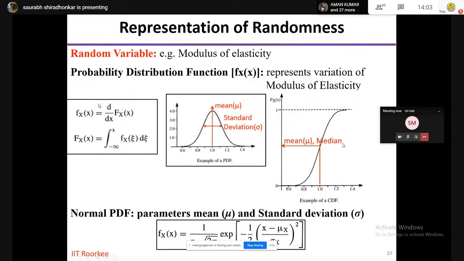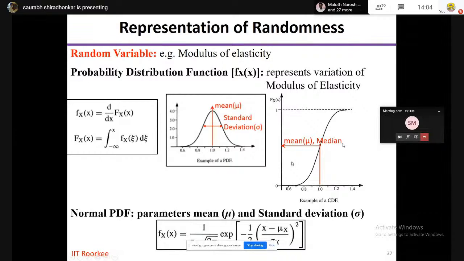Now, this is the formulation. The function here is the density function, and here it is called the cumulative density function. The cumulative density function is obtained by integrating the probability density function. At any given point, if you integrate the area under the density function, you will get the cumulative distribution function. And since probability cannot be greater than 1, the cumulative function has an upper bound value of 1 and a lower bound value of 0.